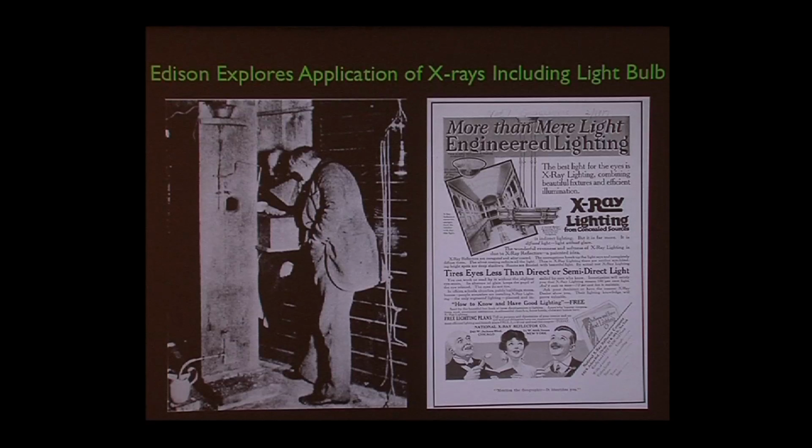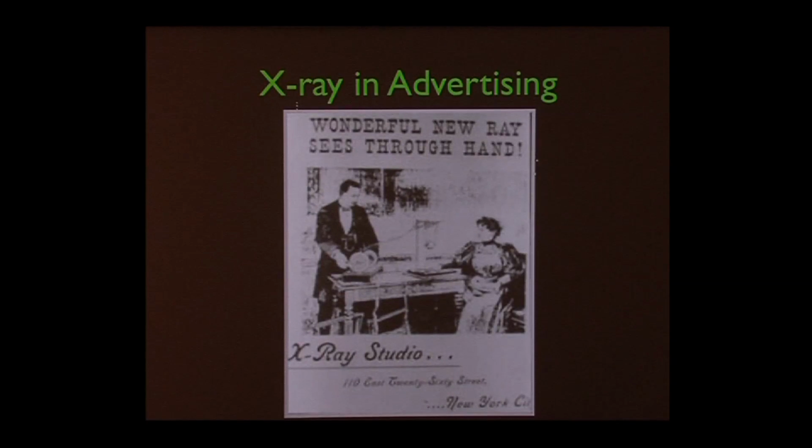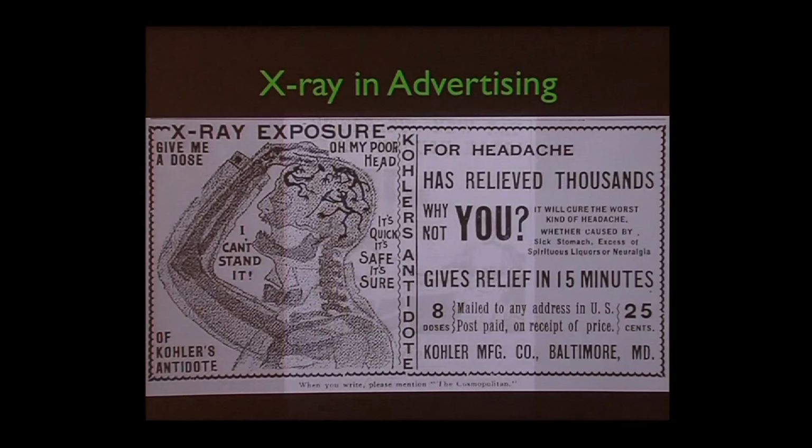Edison thought, hey, this could be a great light bulb. It did work, because it does emit light. It has some downsides in terms of commercial value as a light bulb, but he didn't know that at the time. That's Edison. And then there were these studios that would crop up to X-ray people's hands and things.